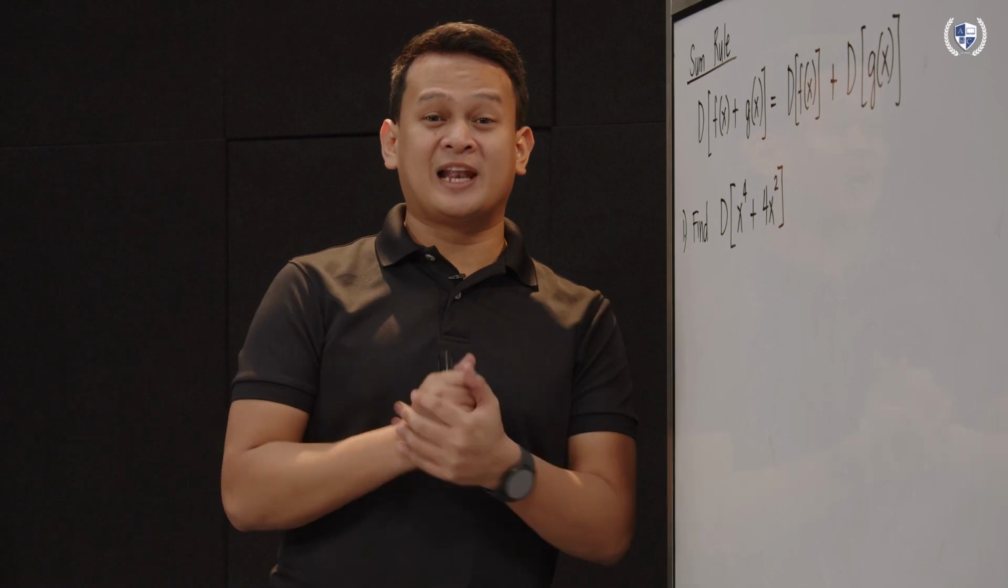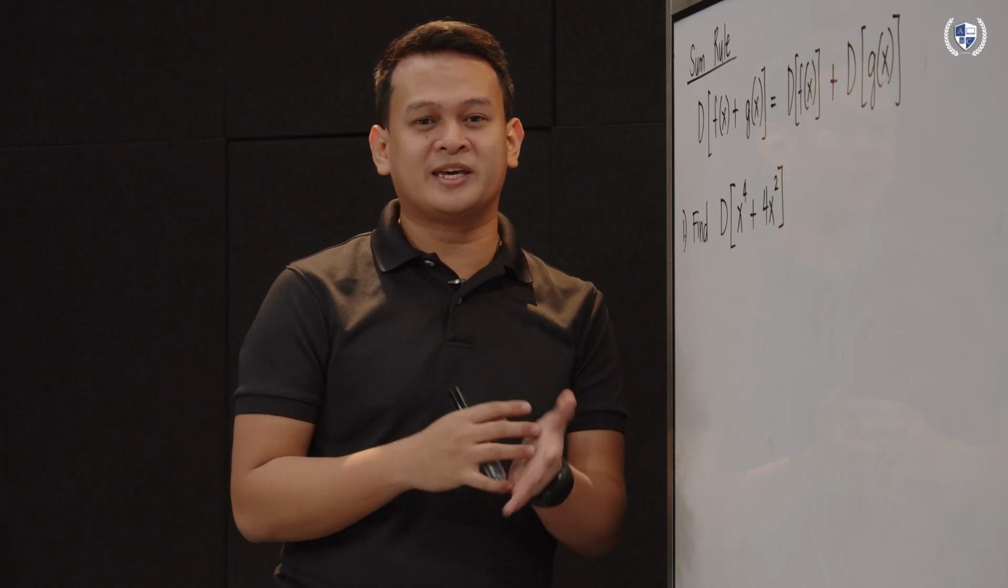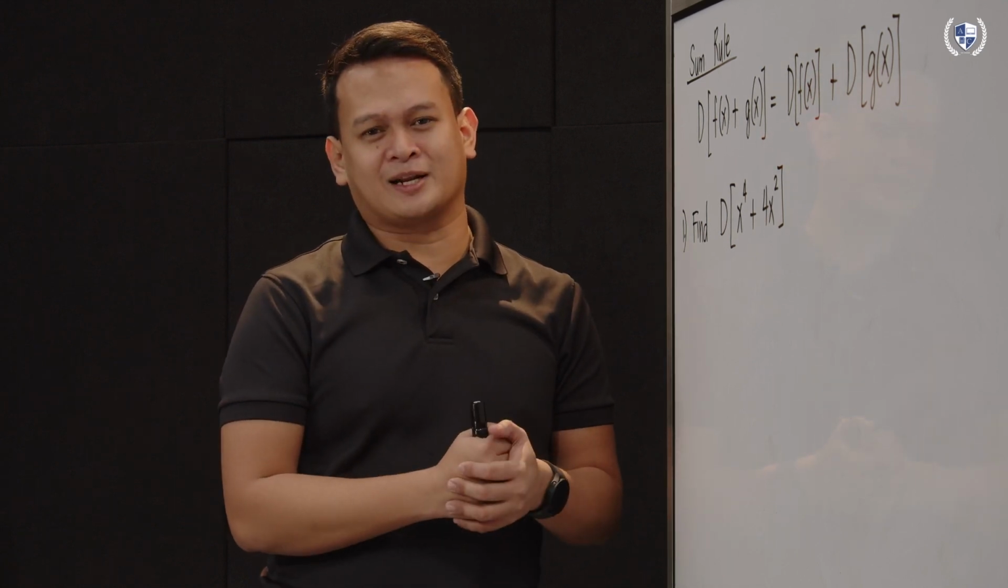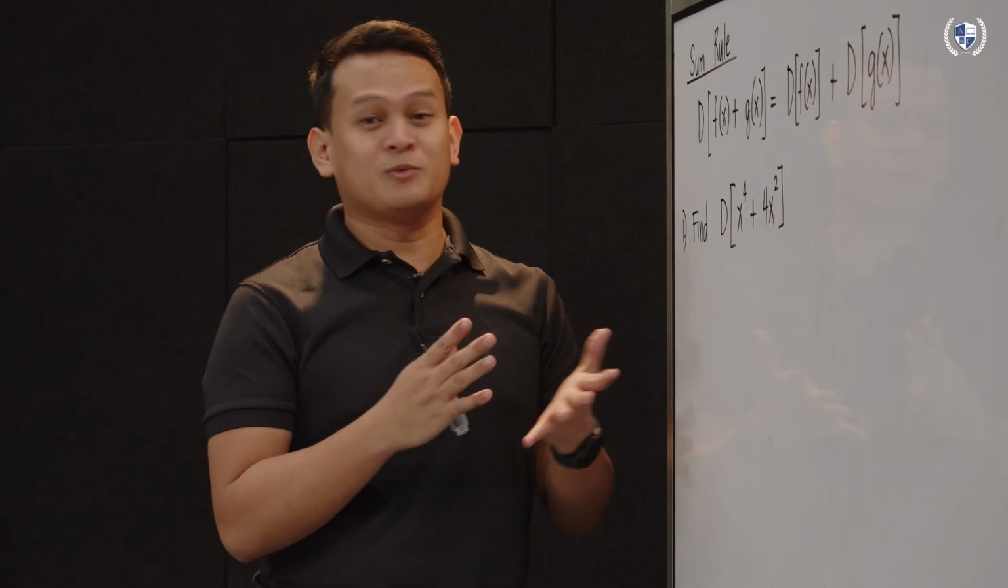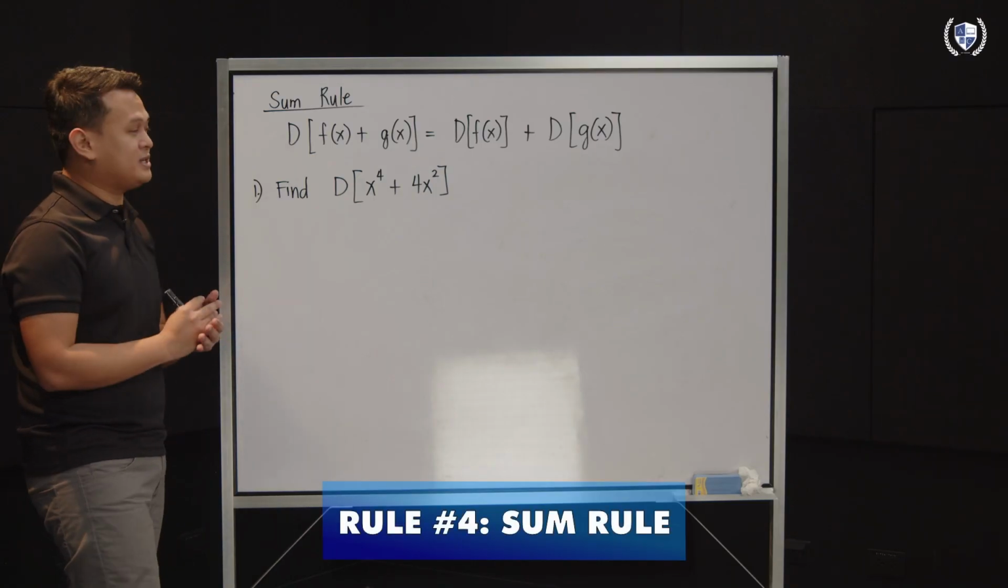So for our last rule na i-discuss in this lesson, and definitely hindi ito yung huli kasi magkakaroon pa tayo ng upcoming lessons na kung saan hindi lang naman natatapos dito sa pang-apat na rule na to. So, ano ba itong pang-apat? We call this the sum rule. And what do we mean by the sum rule?